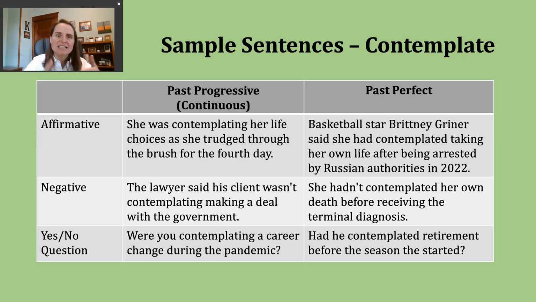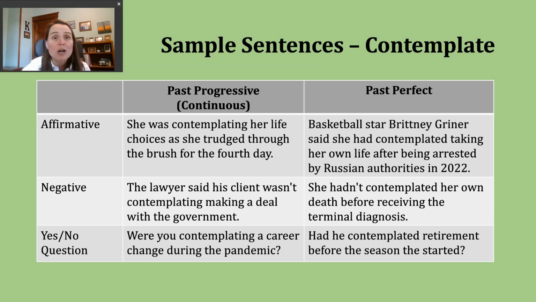This is a thought that's continuing and continuing as this person continues to walk or hike. Now, let's take a look at a negative past progressive sentence. To do this, again, you start with your subject. You're going to use either were not and then the ing form of the verb, or was not and then the ing form of the verb.